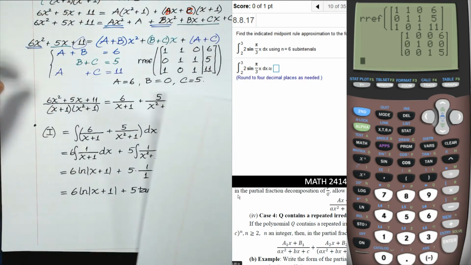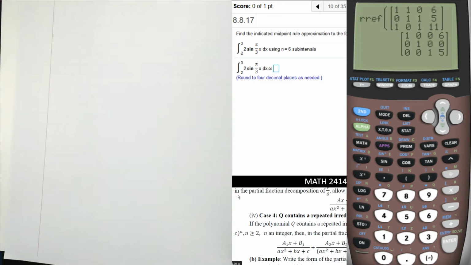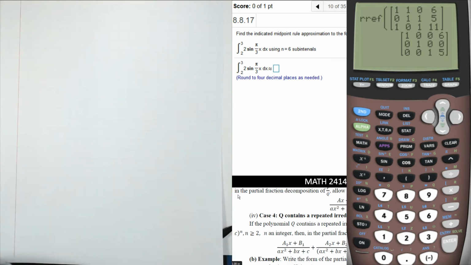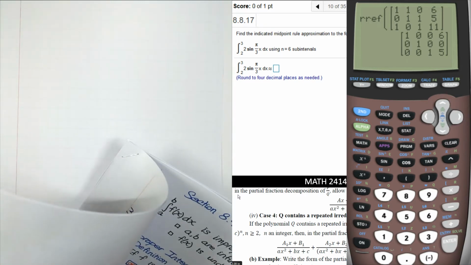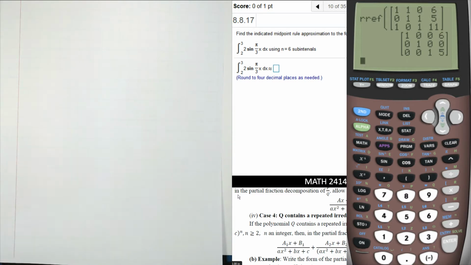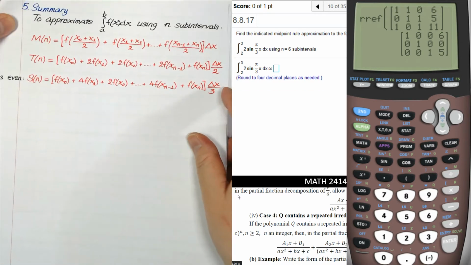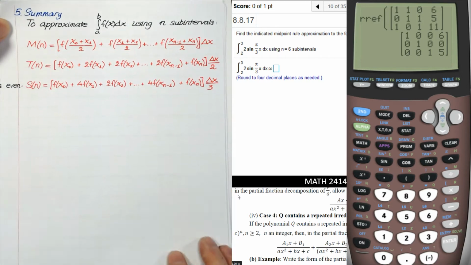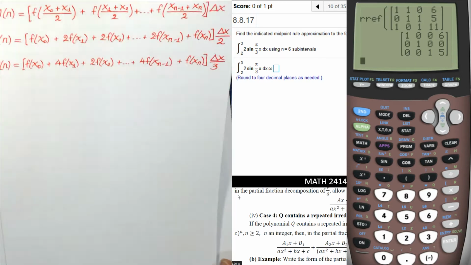Right. Next we will use the midpoint, trapezoid, and Simpson rule. Right. This is what we did in the morning. So let me find out what notes we have. For this section, it will be very handy to have these rules. Right.